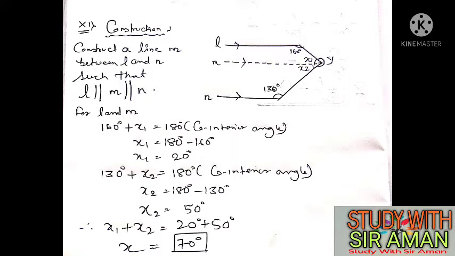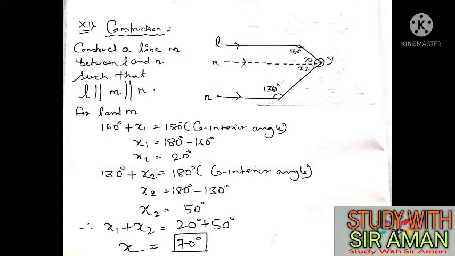For this, first we will make a line. Check what I have written. Construction we have to do. First we will write construction. Construct a line M between L and N. I have written the name L and N. Okay, such that L is parallel to M and M is parallel to N.